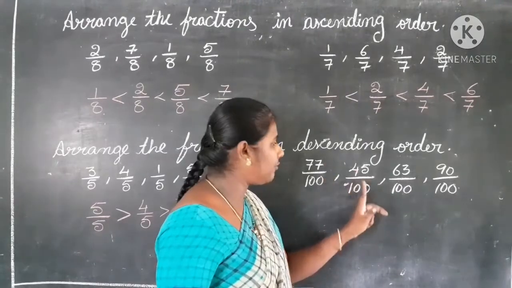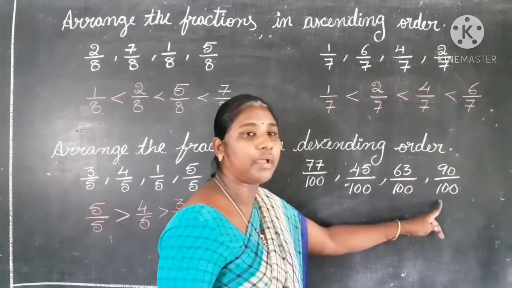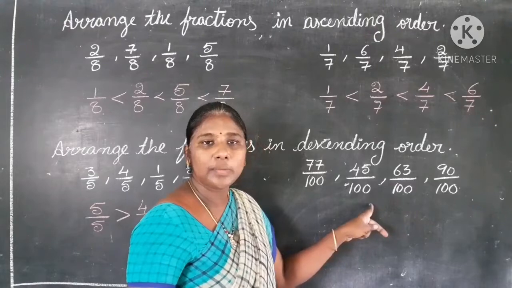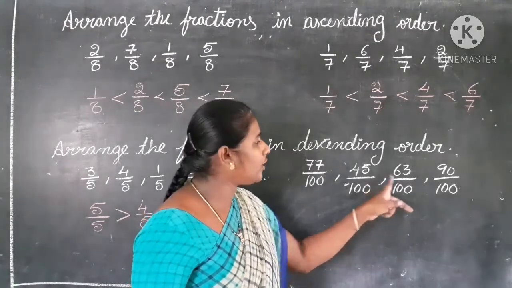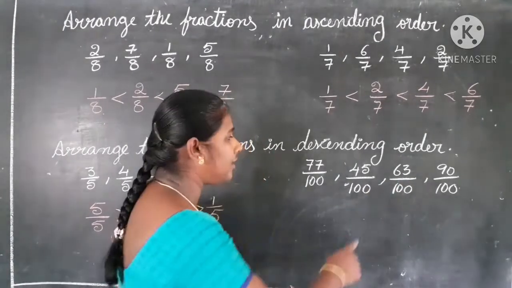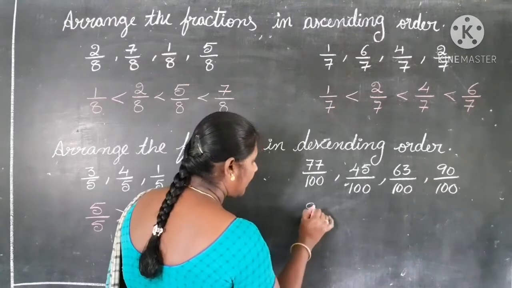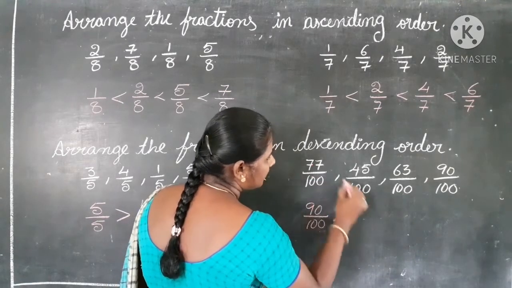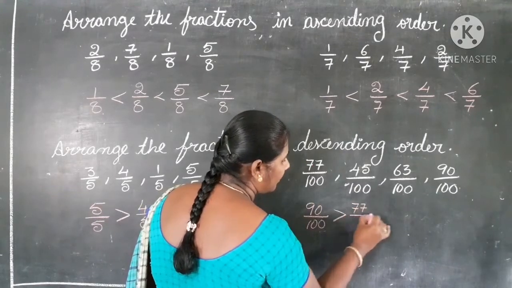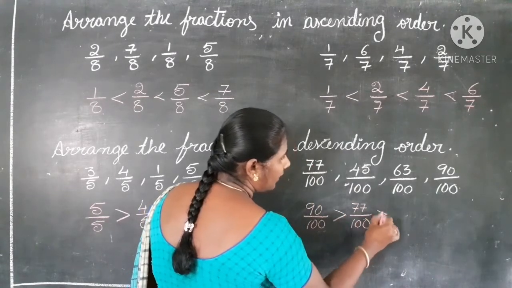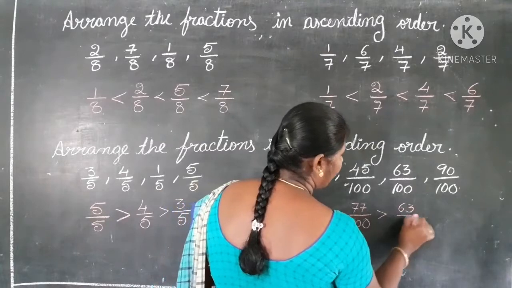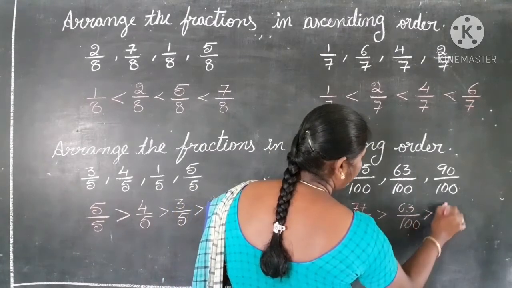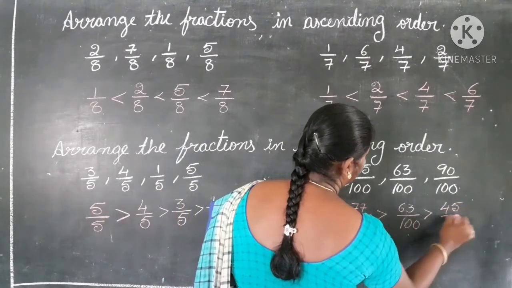Next, the fractions are 77 by 100, 45 by 100, 63 by 100, 90 by 100. All the denominators are 100, which means they are the same. In the numerators, the greatest one is 90. So 90 by 100 is greater than 77 by 100, which is greater than 63 by 100, which is greater than 45 by 100.